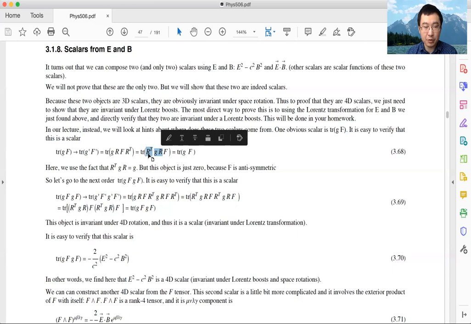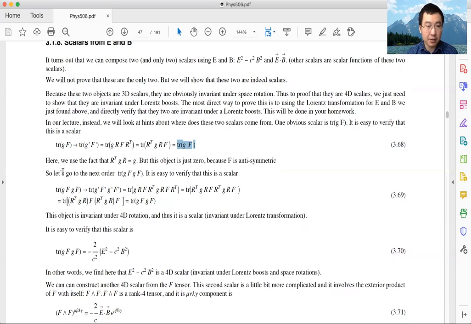A 4D rotation doesn't change the metric tensor, meaning R^T G R is G, the metric tensor. So at the end of the day, we find that the trace of G and F after the Lorentz boost, after the rotation, is the same as the trace of G and F before the Lorentz boost. Using the metric tensor and the trace is one very standard and efficient way to get scalars out of tensors, etc.